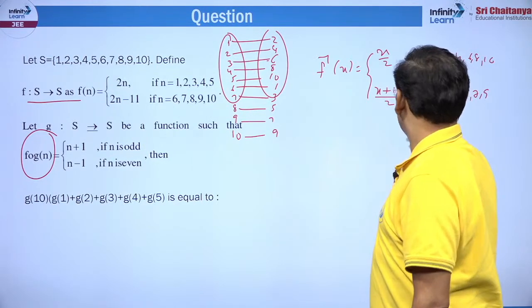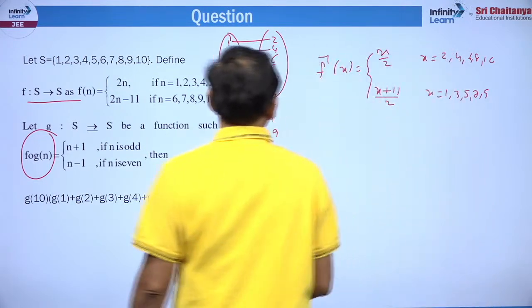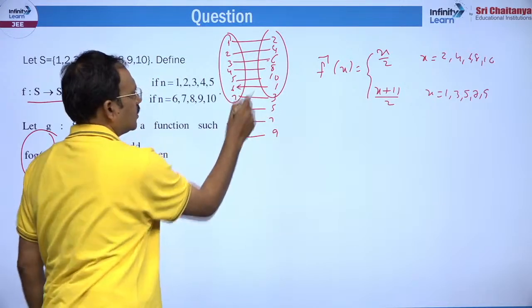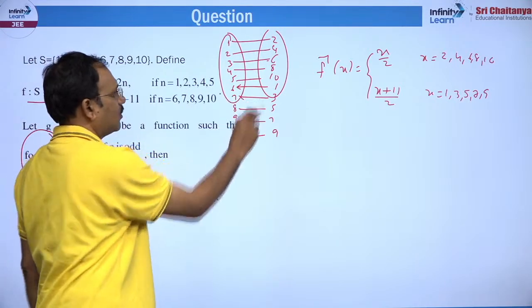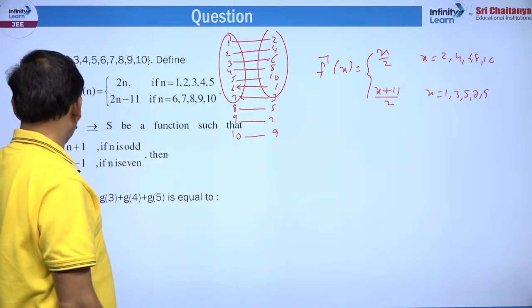You just see, suppose x is 1, it is given as 12 by 2, 6. You just give 3. 3 plus 11, 14 by 2, 7, like that you can see. This is f inverse of x, friends.